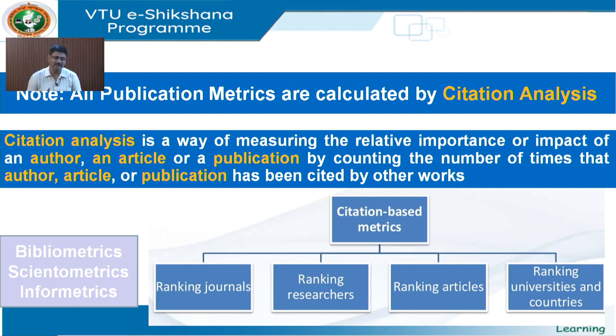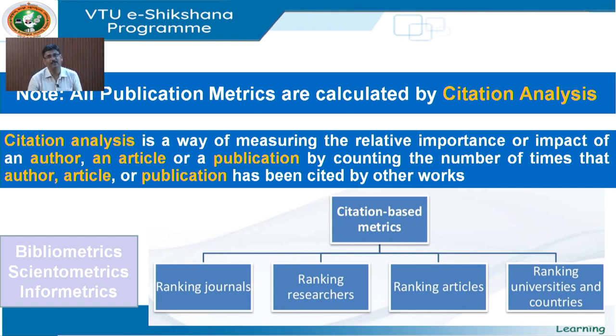So, what is citation analysis? Citation analysis is a way of measuring the relative importance or impact of an author, an article or a journal publication by counting the number of times that author, article or publication has been cited by others. That is what citation is. A common terminology we hear in this context is bibliometrics. Bibliometrics is the application of mathematical and statistical models to study the behavior of publications by using bibliographic data. And scientometrics is the study of the behavior of science information by applying mathematical and statistical methods.